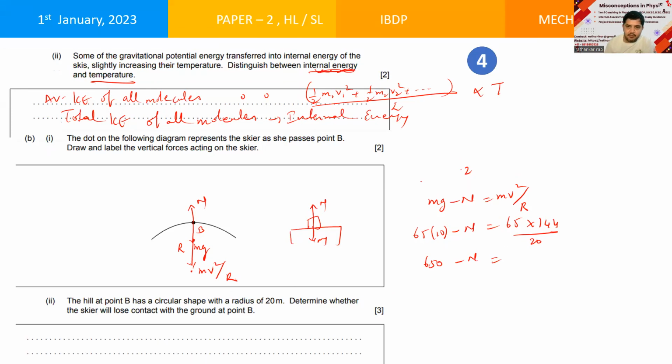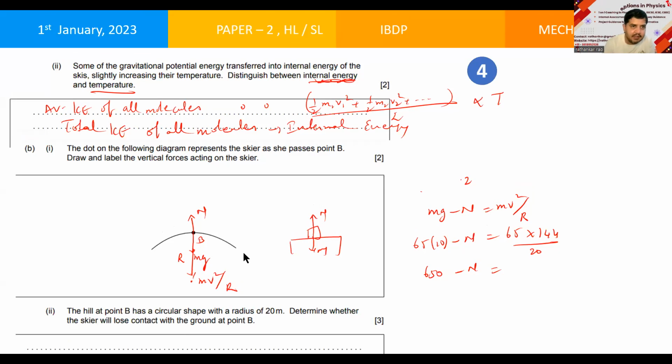65 into 144 divided by 20. I got it now. Let me just calculate this. I don't have the solution directly with me. 65 star 144 divided by 20. Okay, let me type it out. 65 star 140. Oh, wait, just a minute. There's a 0 here.